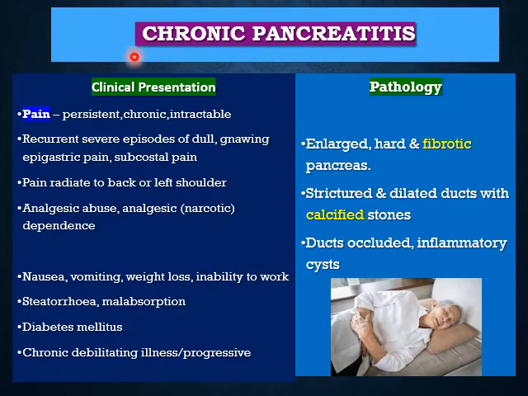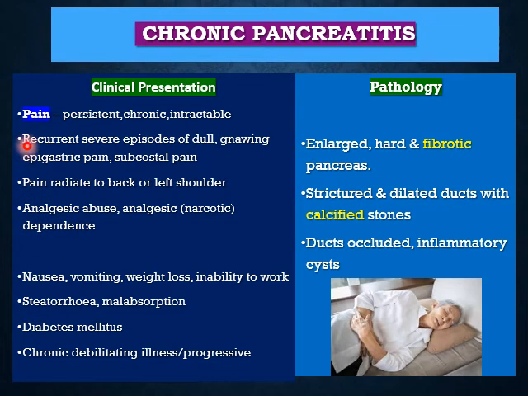Okay, next we come to the clinical presentation of chronic pancreatitis. As I mentioned, pain is the most important and prominent symptom of chronic pancreatitis. The pain is persistent, chronic, and intractable. Because of this, the patients become addicted to analgesia, especially narcotic analgesia, on which the patient becomes dependent.